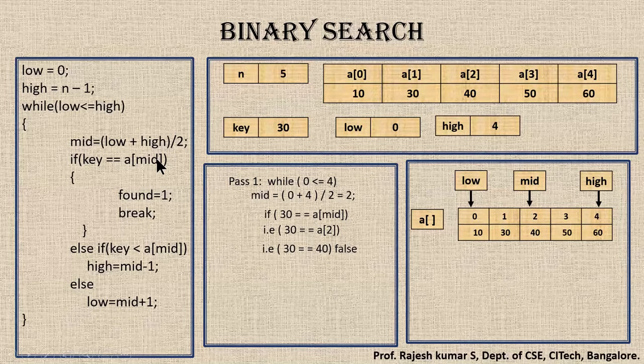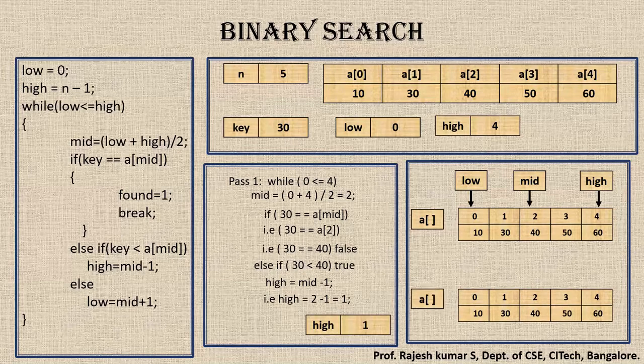When the condition is false, it won't enter into the if statement. It will go to the else part. In the else part, we have to check for a condition. What condition is that? If the key element is less than the middle element: is 30 less than 40? I already told you, if the key element is less than this, then high will become mid minus 1. We are finding the new high value. High is equal to mid minus 1. What is the mid value? Mid value is 2. 2 minus 1 is 1. Now high gets updated with the value 1. So you can see in this pass, the low value remains the same and the high value got updated.